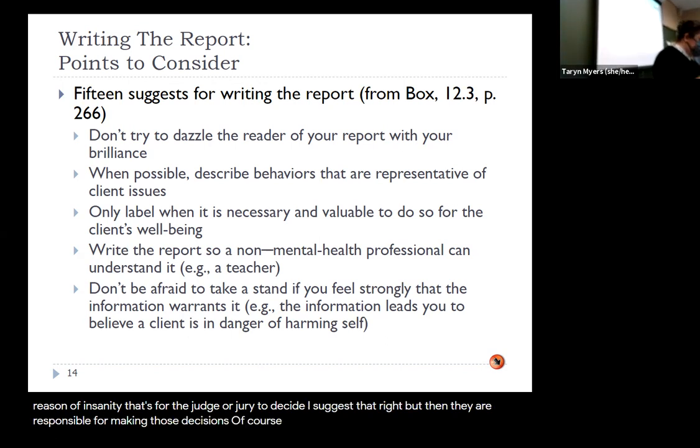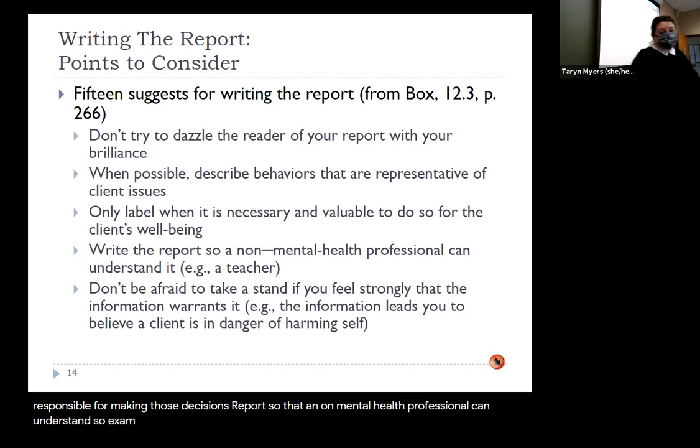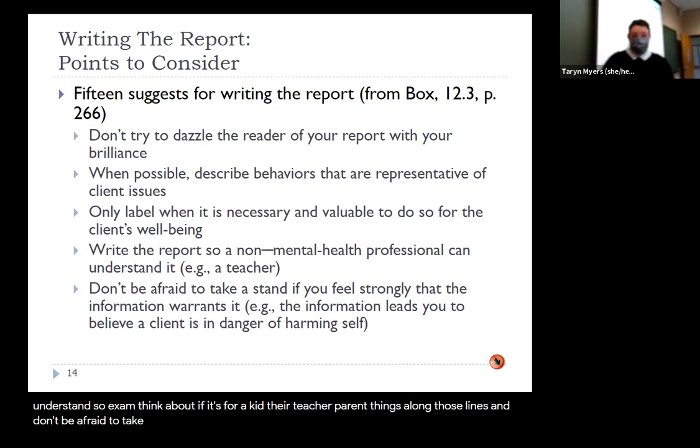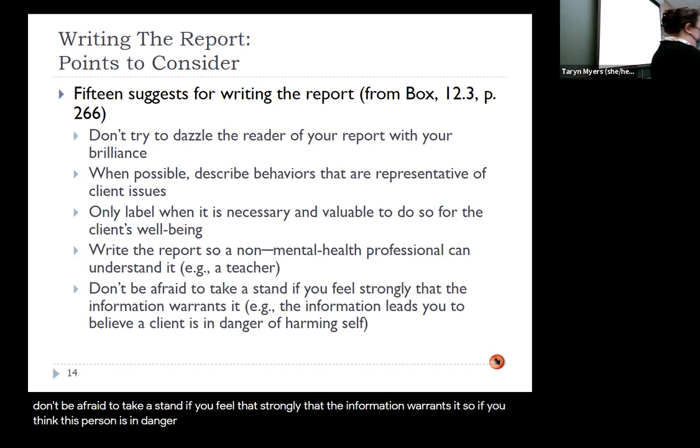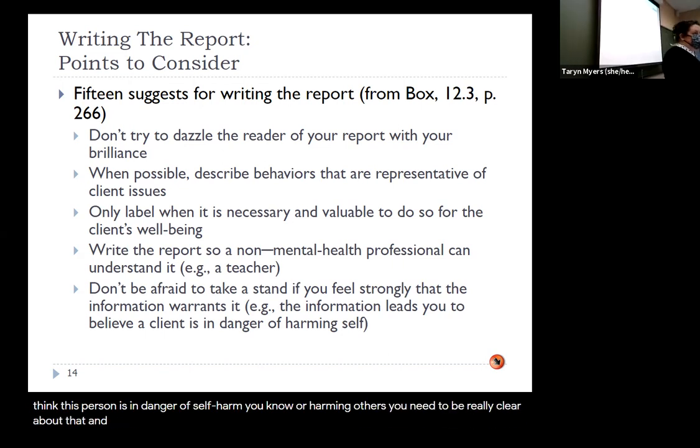Write the report so that a non-mental health professional can understand. So think about if it's for a kid, their teacher, parent, things along those lines. And don't be afraid to take a stand if you feel strongly that the information warrants it. So if you think this person is in danger of self-harm, or harming others, you need to be really clear about that. In fact, typically you would try to address that even before the report was written, right?